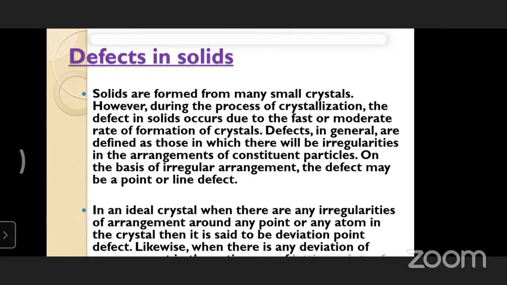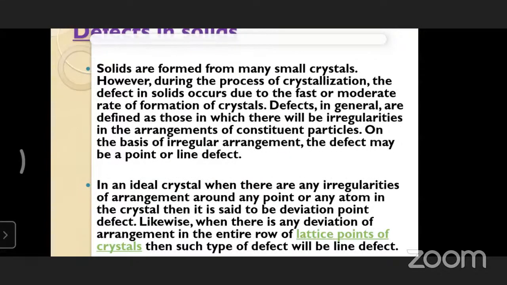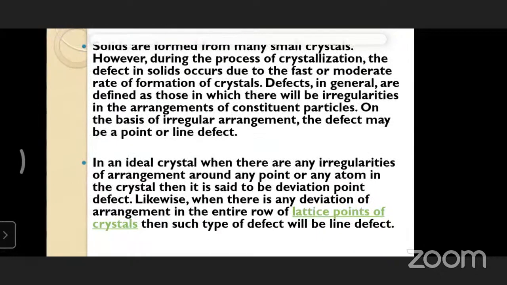So in an ideal crystal, when we observe irregularities in the arrangement, instead of the actual arrangement there is an irregular arrangement. That type of irregular arrangement is called a defect in the crystal. Irregularities of arrangement around any point or any atom in the crystal is a point defect. Likewise, when there is a deviation in the entire row of lattice points of the crystal, that type of defect is a line defect. So we have two types of defects: line defects and point defects.